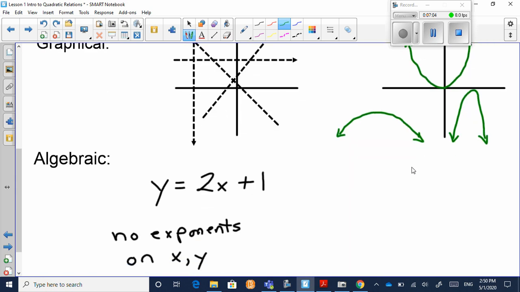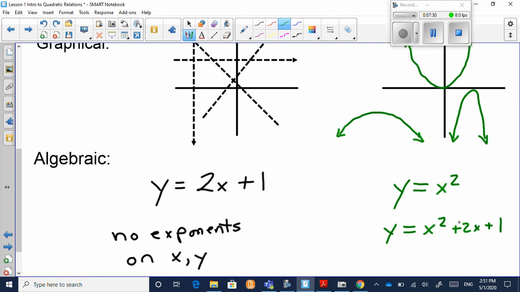And finally, algebraically, the equations. We're going to be looking for things like this. Y is equal to x squared. So now we're going to see that the x's can have this exponent 2. Now again, this is a very simple quadratic, y equals x squared, but it could be something like this, x squared plus 2x plus 1.